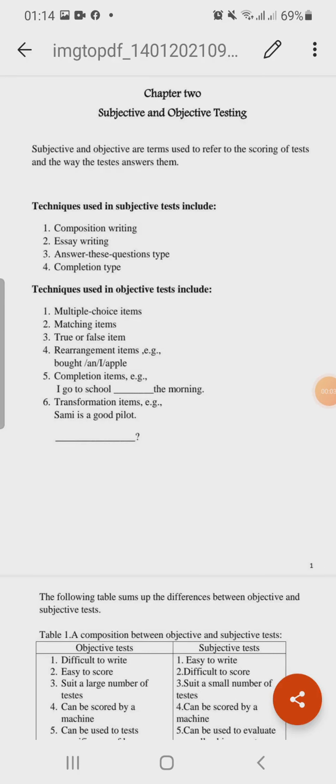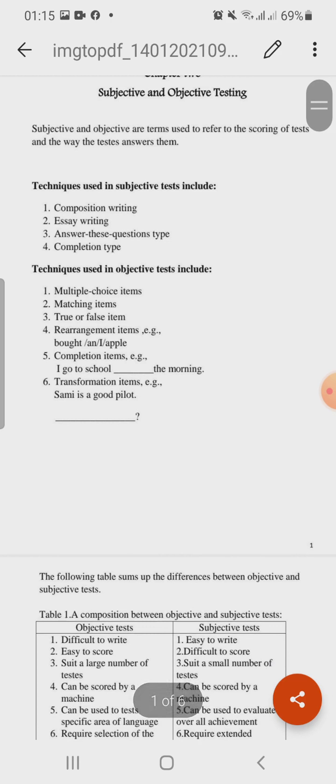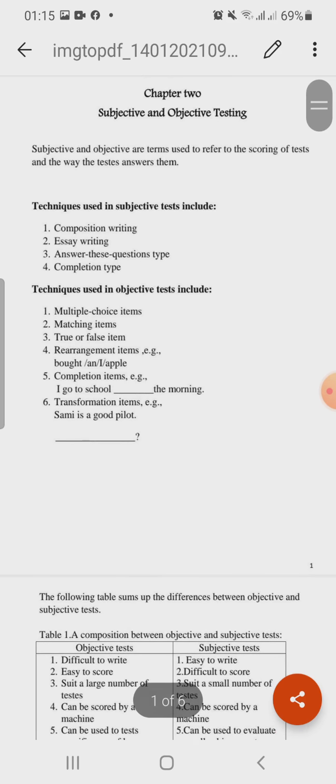Chapter 2: Subjective and Objective Testing. المحاضرة الثانية من مادة الاختبارات، نبدأ بالاختبارات الموضوعية والشخصية. Subjective and objective are terms used to refer to the scoring of tests. يعني يستخدم هذا المصطلح للتعبير عن تصليح الاختبارات and the way the test answers them.